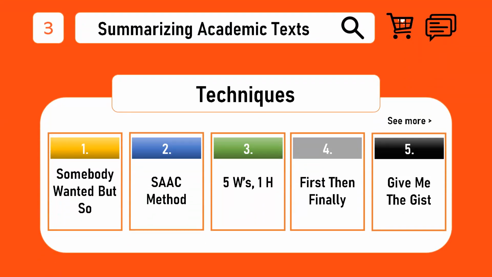Summarizing is how we take larger selections of text and reduce them to their bare essentials, the gist, the key ideas, the main points that are worth noting and remembering.